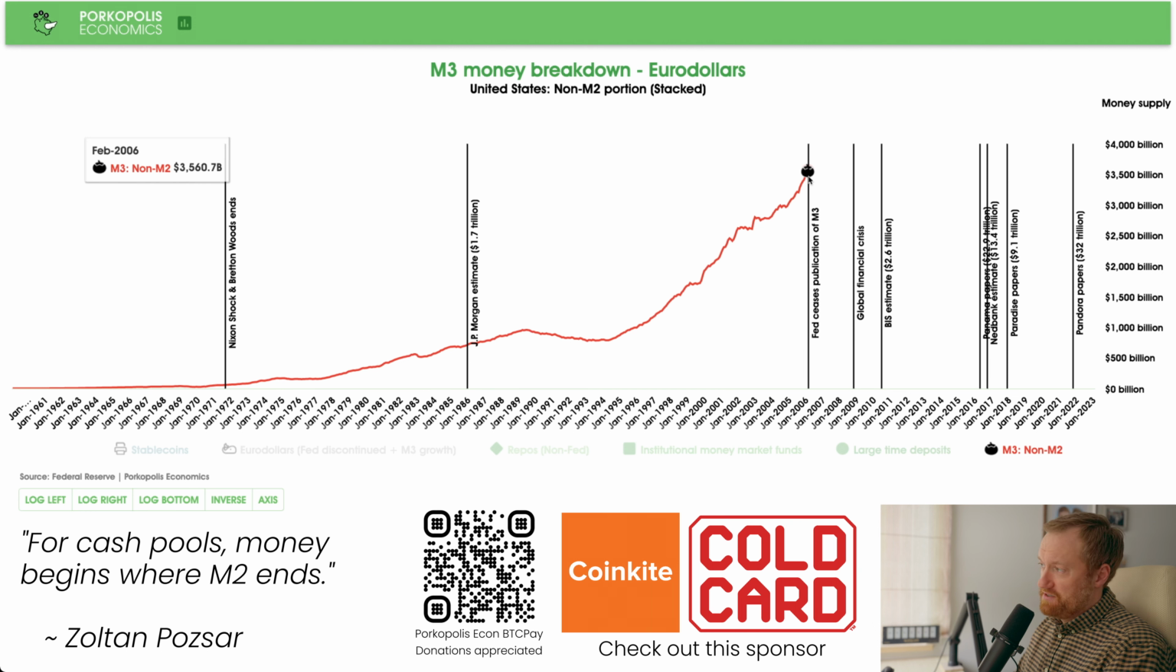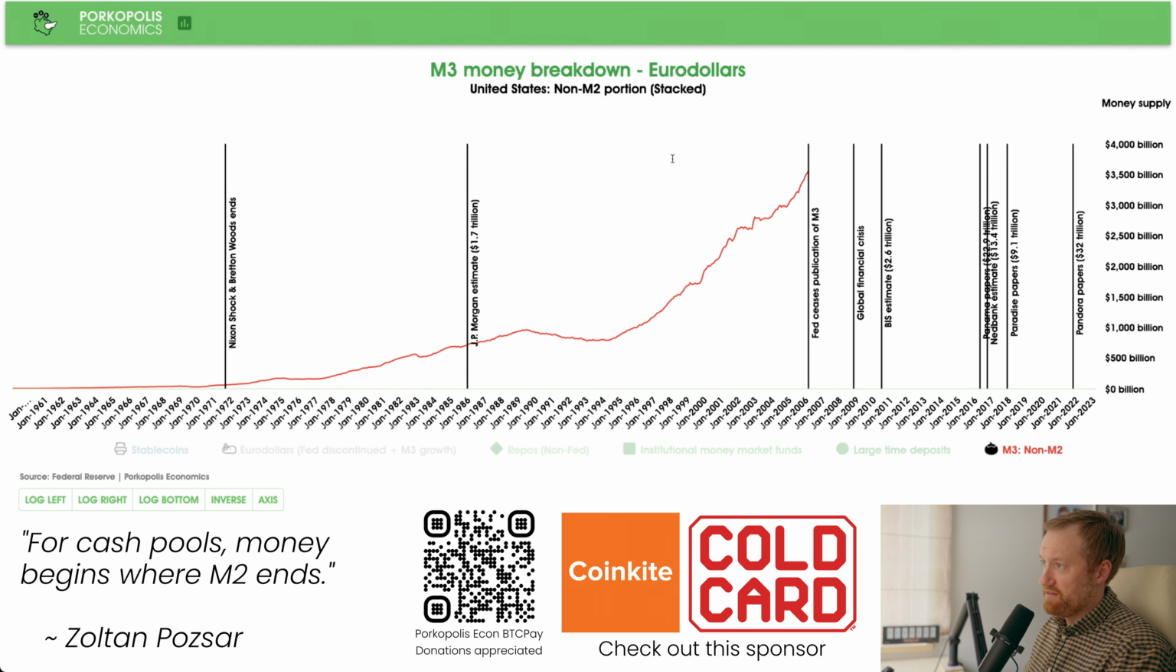Now, unlike in our last video, where the Federal Reserve eventually, later in 2012 or so, started to publish better data about the repo market, so we were able to create a kind of backwards compatible curve of repos, they have never done so with Eurodollars. And to this day, to my knowledge, I have never seen a fully all-encompassing Eurodollar money supply curve. So that's the challenge that we're going to deal with here when we want to talk about the Eurodollar market.